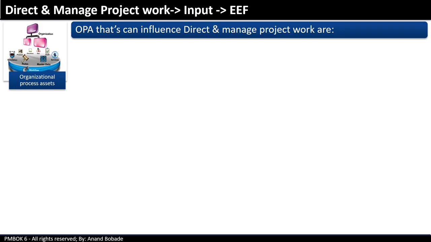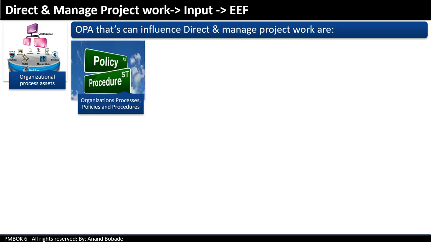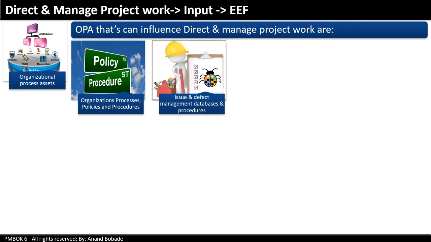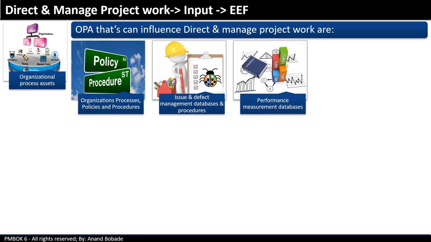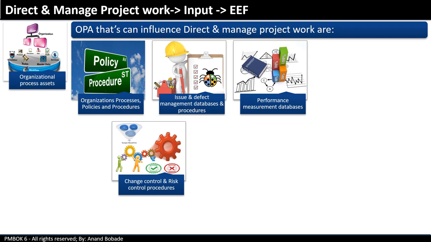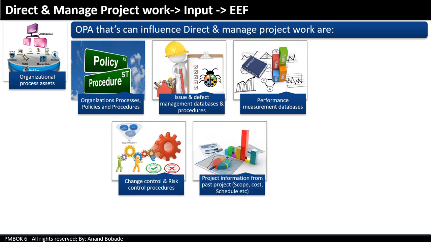Organizational process assets that can influence direct and manage project work are organization processes, policies, procedures, issue and defect management databases, performance measurement databases, change control or risk control procedures, and project information from past projects, for example, scope, cost, schedule related details. All these OPAs can help the project manager to successfully direct and manage project work.